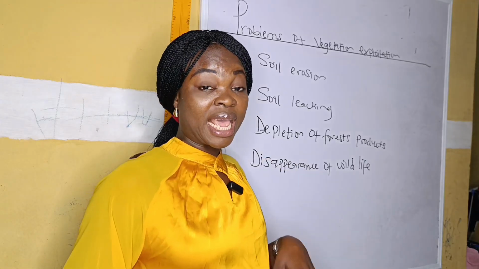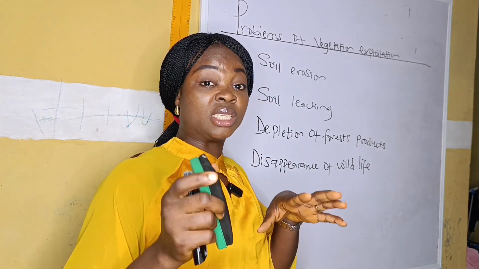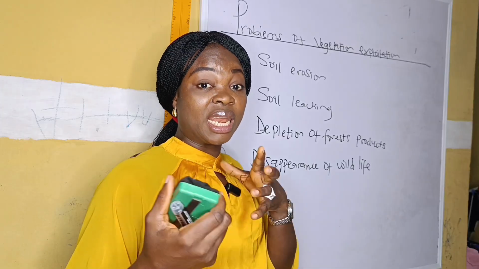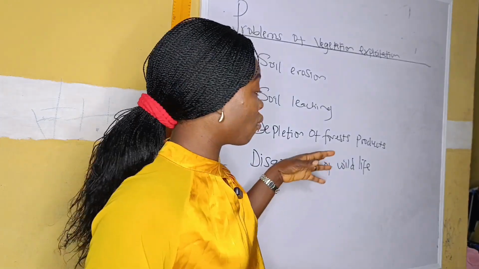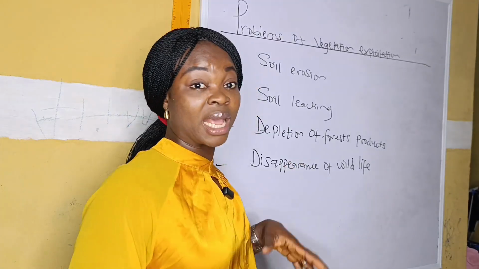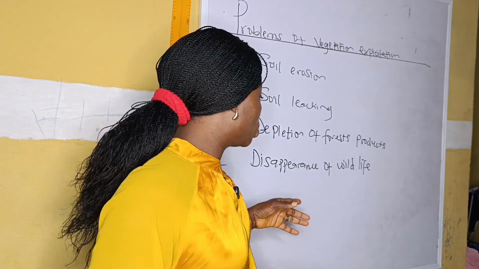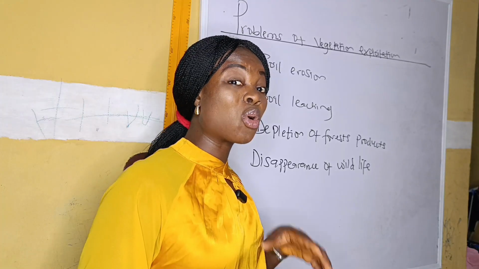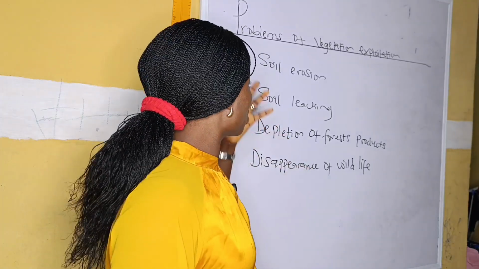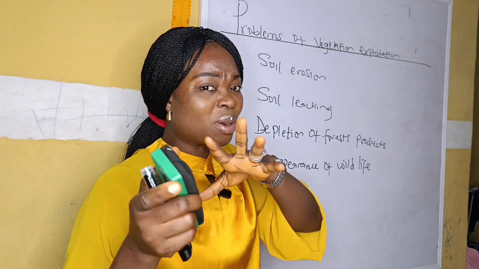Depletion of forest products. Excessive forest exploitation can lead to the reduction in the supply of valuable trees like Iroko. Then disappearance of wildlife. When there's cutting down of trees, some of these wildlife like monkey, lion, tiger, snakes either move to other forests or go into extinction. These are some of the problems of vegetation exploitation. Let's talk about the solution.